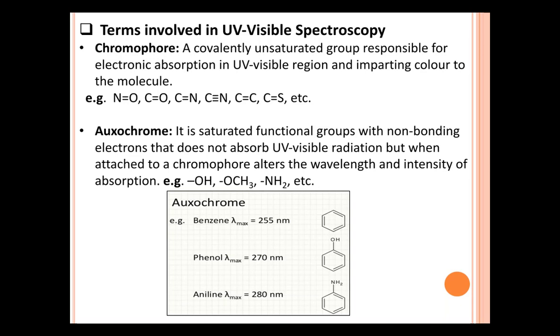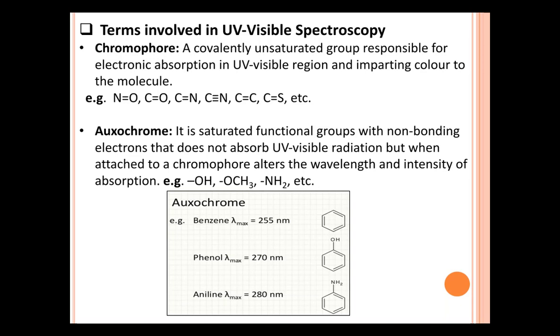Next is auxochrome. Auxochrome is a saturated functional group with non-bonding electrons that does not absorb the radiation in visible region, but when it is attached to a chromophore, it alters the wavelength and intensity of absorption. So auxochrome is a saturated functional group with non-bonding electrons, like hydroxyl group, methoxy group, amino group, etc.